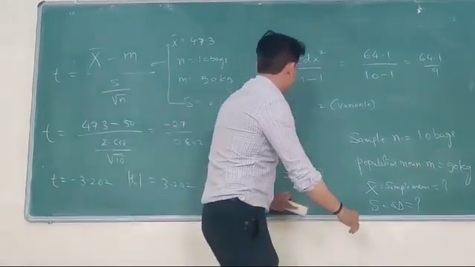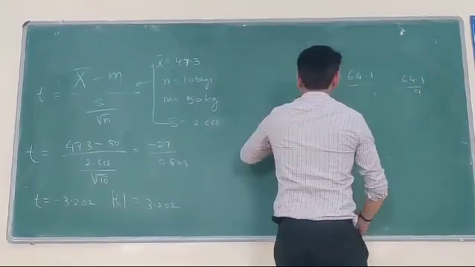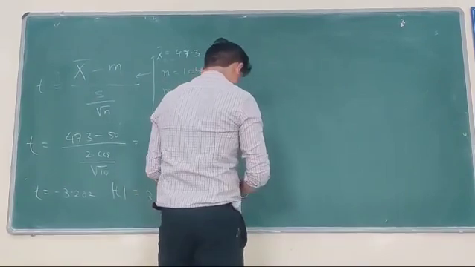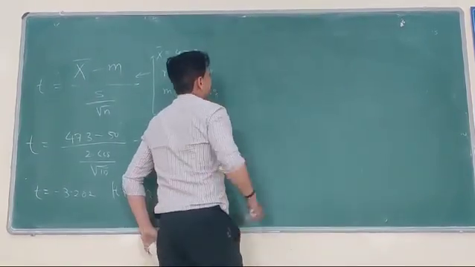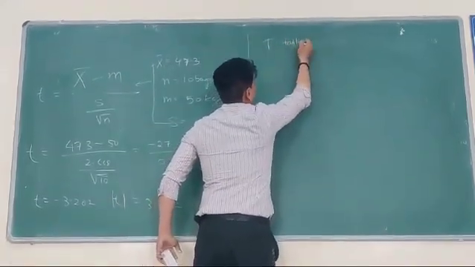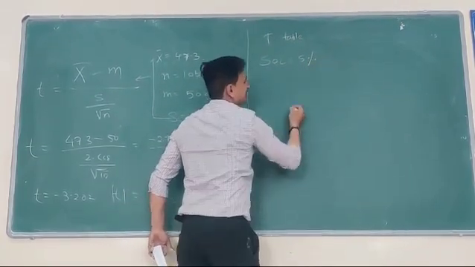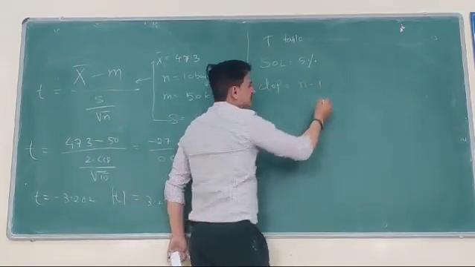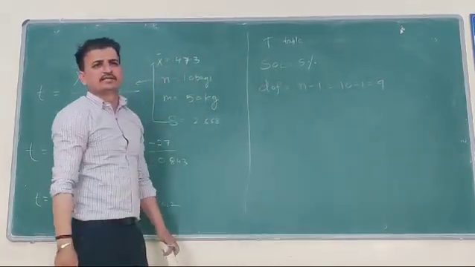Now we have to go and find the t table value. Go to the t table value. The significance level is given as 5%. The degree of freedom is nothing but n minus 1. n is 10, and 10 minus 1 is 9. So the degree of freedom is 9.